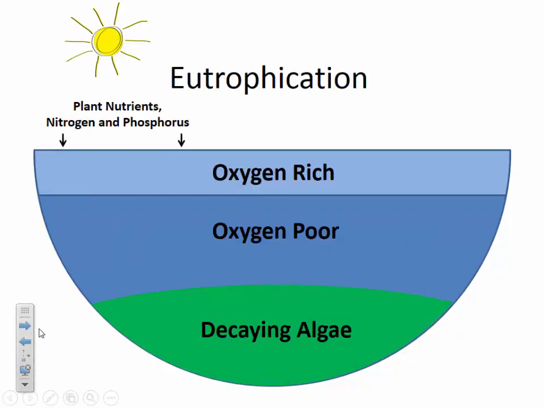This condition where you have an oxygen-poor dead zone near the bottom of the lake is known as eutrophication. Eutrophication is caused by an excess amount of plant nutrients such as nitrogen and phosphorus entering the lake. Eutrophication literally means overfed.